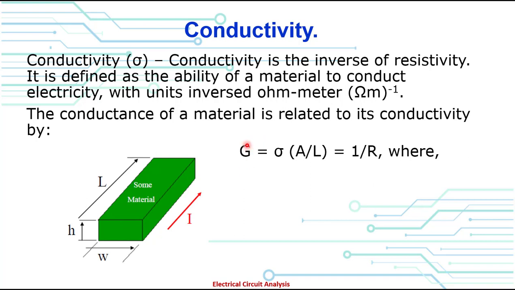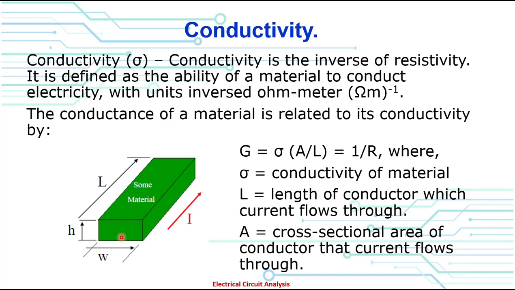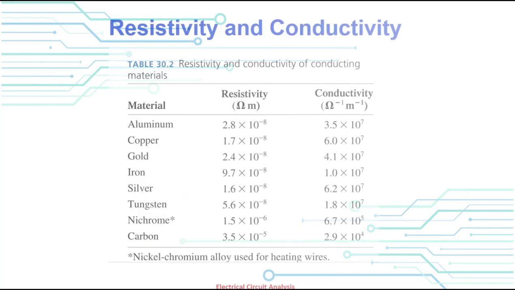G represents the conductance of the material, which is the inverse of the resistance, and this conductance is related to conductivity by this equation. G is equal to sigma A over L, where sigma is the conductivity of the material, L is the length of the material along the flow of current, and A is the cross-sectional area of the material.